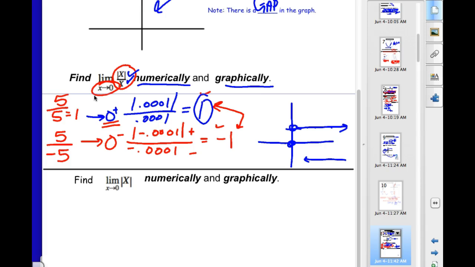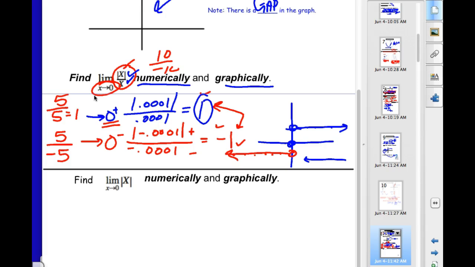When I crept in from the left, it appeared like I was getting -1, and I am. If I put in a -10 here, I'd have 10 over -10, which is -1, -1, -1, right up to it. But at that spot, there's a problem. So again, we've got that hole there. And if you were to graph that function, that's exactly what you'd see.